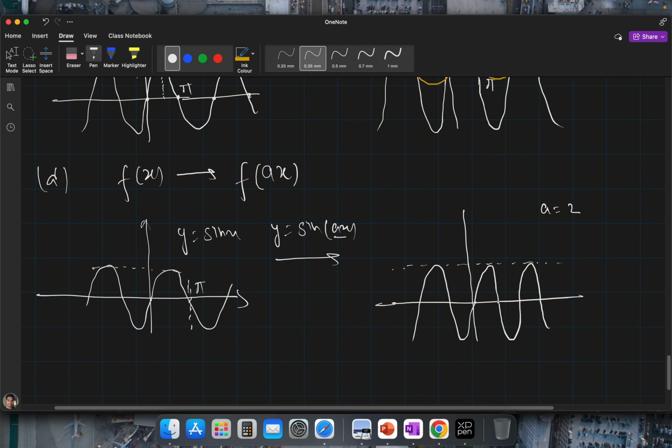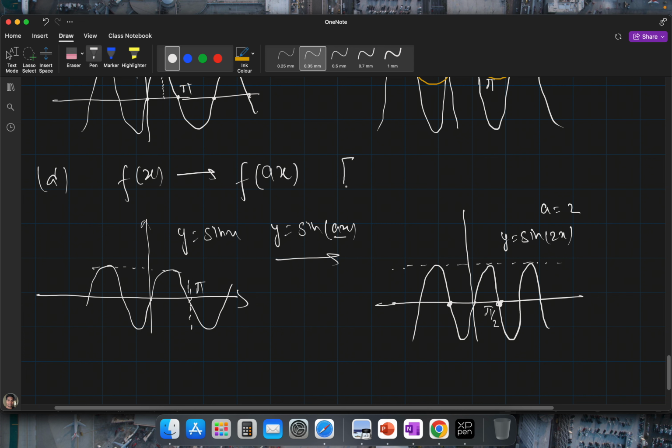Now can you tell me what is the coordinate of this? If a equal to 2, which means that this function has become sin 2x, you can see that this horizontal compression turns this pi into pi by 2. So the function, which earlier became 0 at pi, will now become 0 at pi by 2.